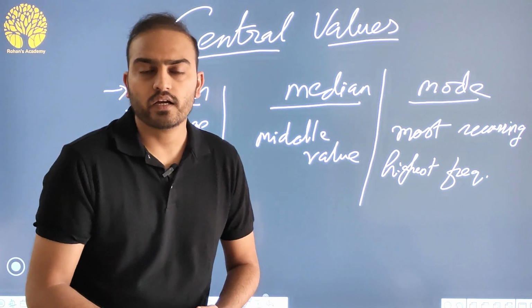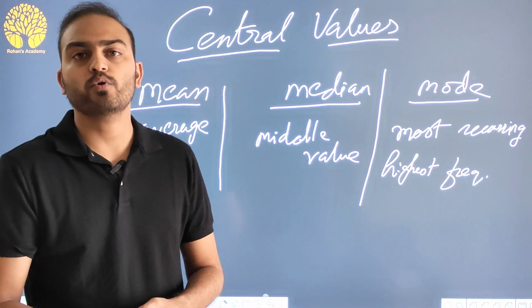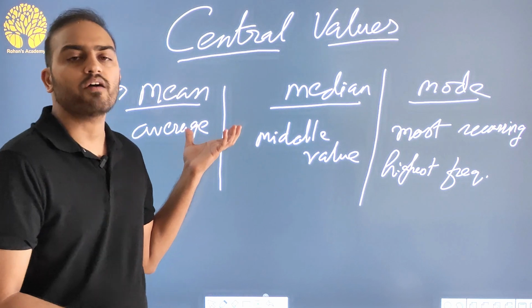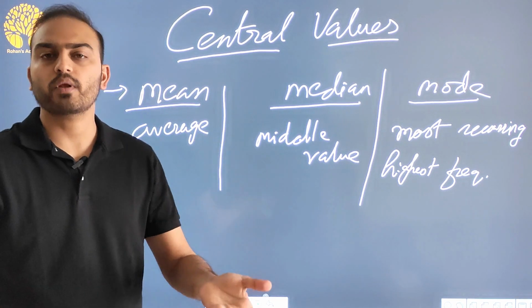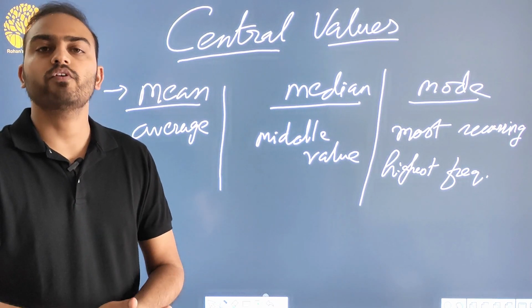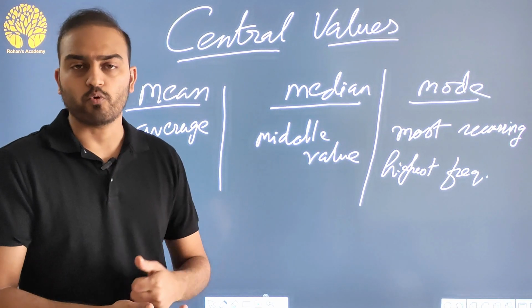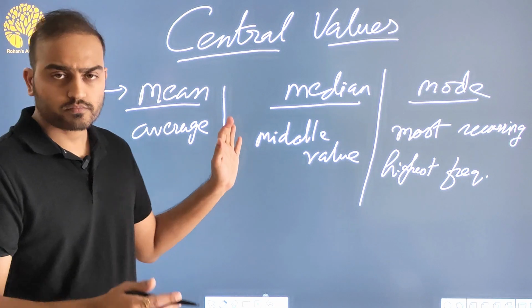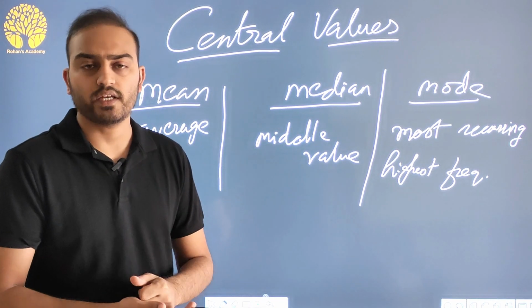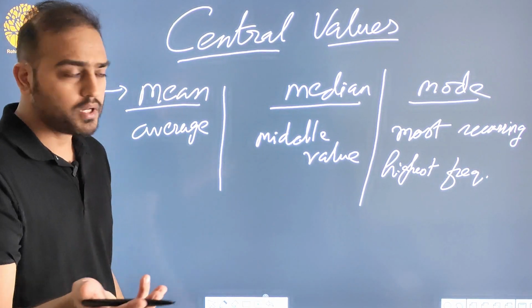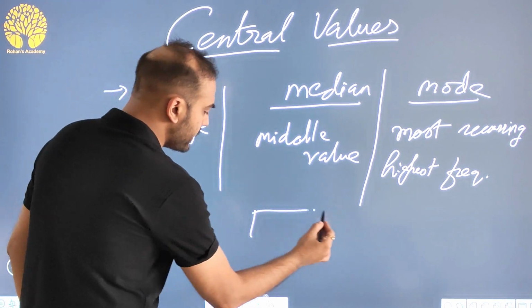Now the question does come to our mind: why don't we just use average for everything? Whatever data we have and want to represent, why don't we just use average for everything? Why do we need median or mode? All three have their use cases. I'll just give you one example and then we quickly move to studying these.